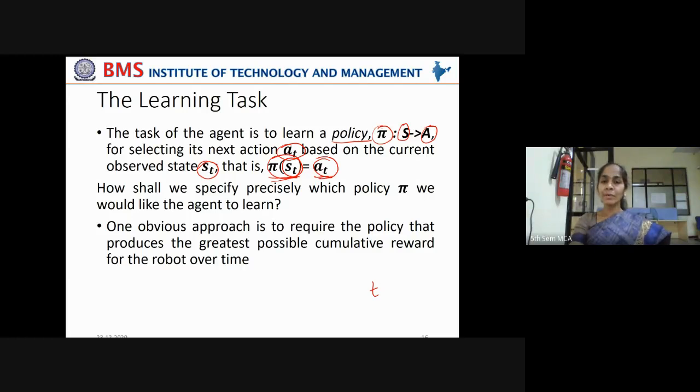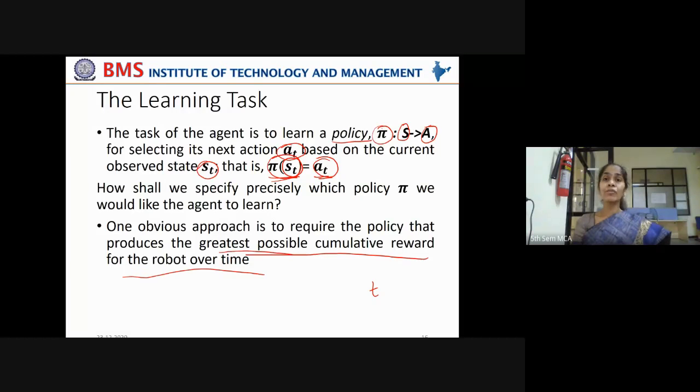Now, how shall we specify precisely which policy pi we would like the agent to learn? Obviously, it is the greatest possible cumulative reward for the robot, or any learning system, over time. What would be the optimal, the appropriate control policy? The policy which will make the agent get the greatest possible cumulative reward. It should not be penalized at all. It should get maximum possible rewards only. That is the best control policy.